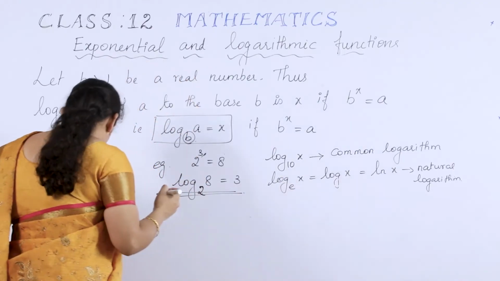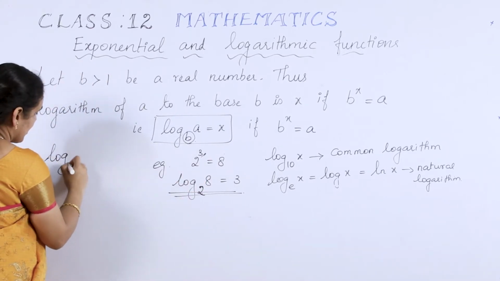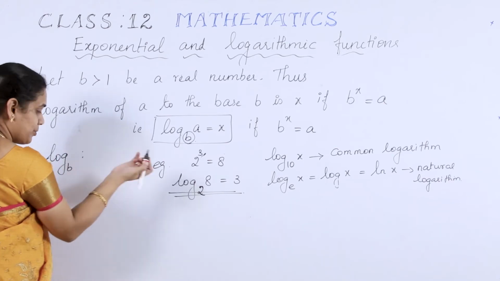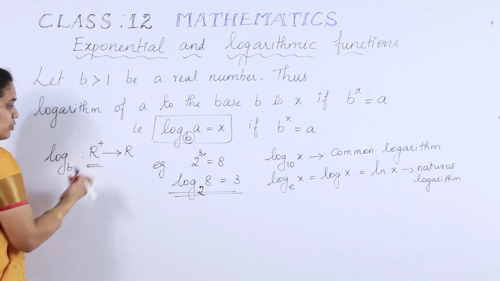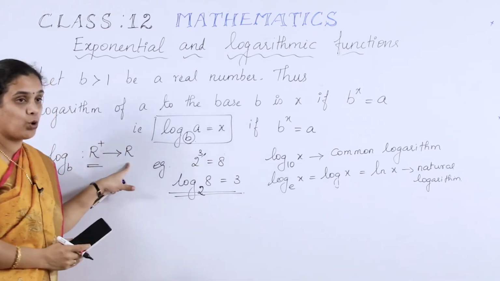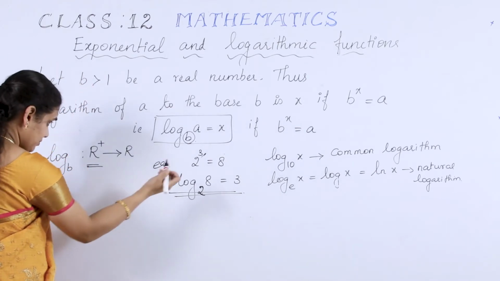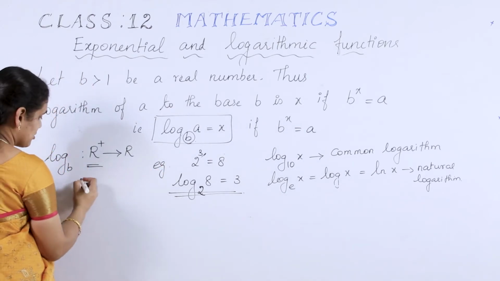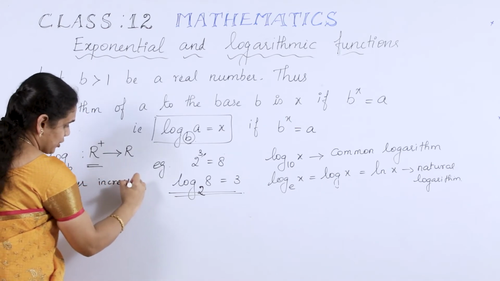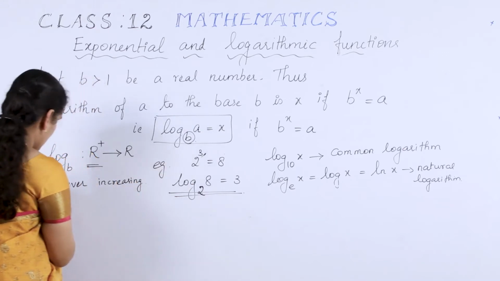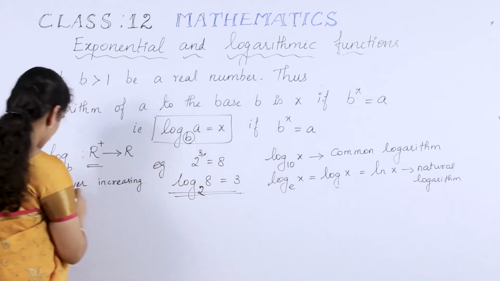Here also we have properties. This logarithmic function is defined from R plus to R. Its domain is always the positive real numbers and the range is always the set of all real numbers. It is also an ever increasing function, like the exponential function.